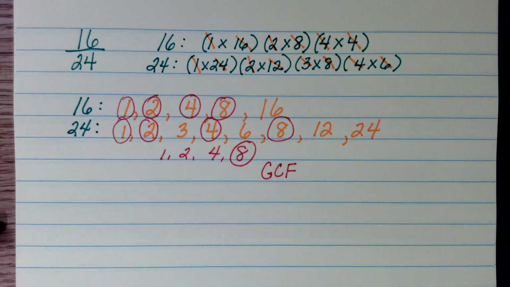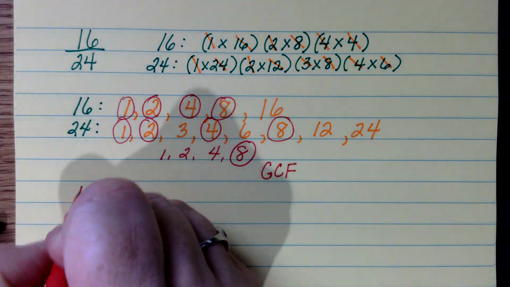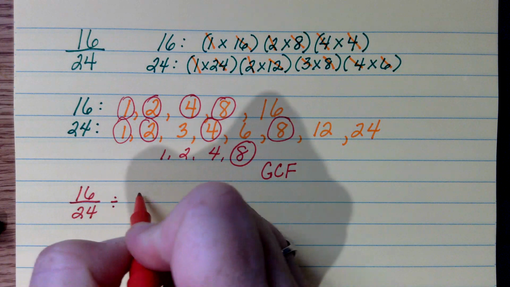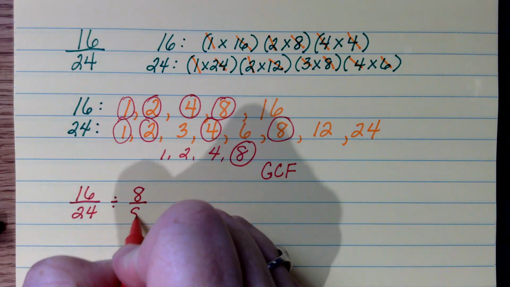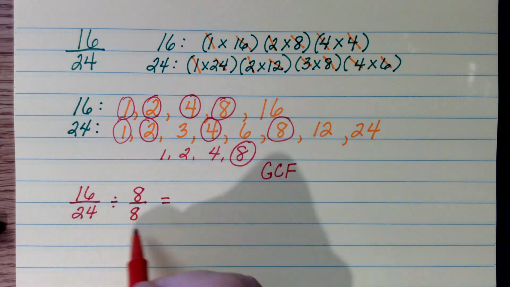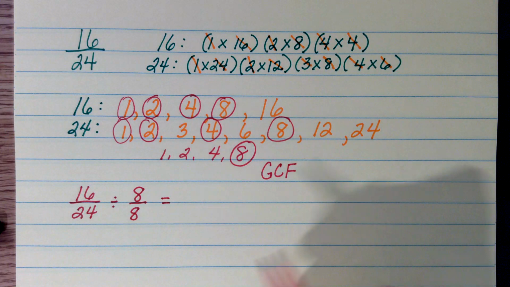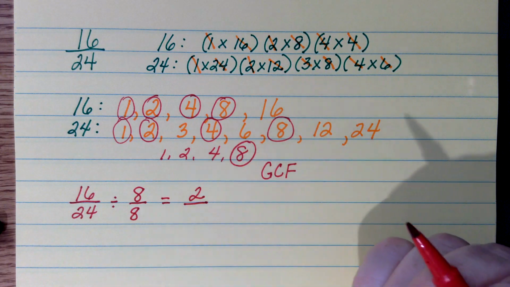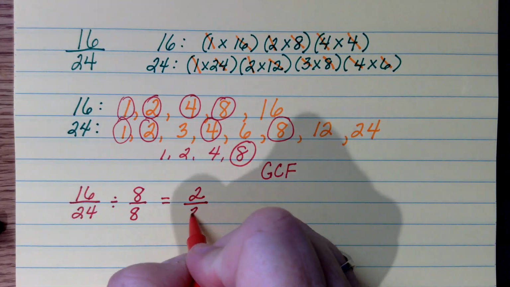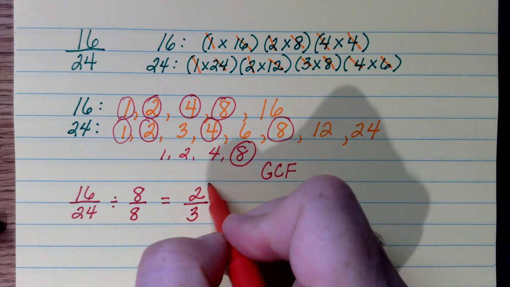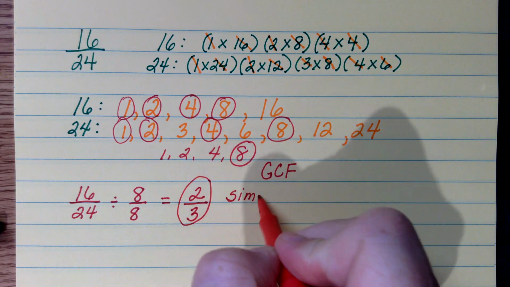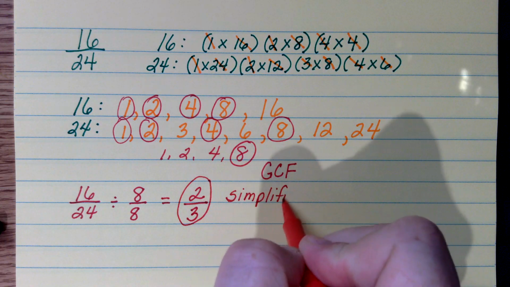That means I'm going to divide 16 over 24 by 8 over 8. That's 16 divided by 8 and 24 divided by 8. 16 divided by 8 is 2. 24 divided by 8 is 3. So 2/3 is the simplified fraction.